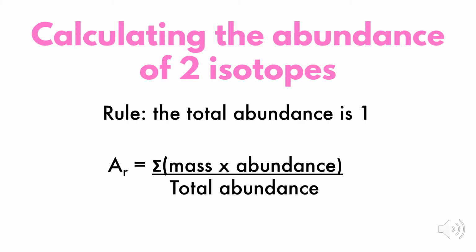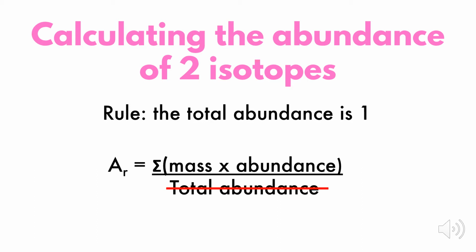And the rule that we're going to learn is that the total abundance is 1. Now the reason that this is useful is because if we make the total abundance 1, we can simplify that equation a little bit, because if the total abundance is 1, you wouldn't actually bother dividing by 1. So we can simplify the equation and remove that, so we're left with the relative atomic mass is equal to the sum of the mass times the abundance.